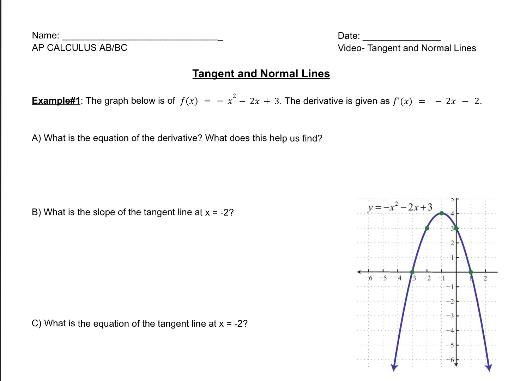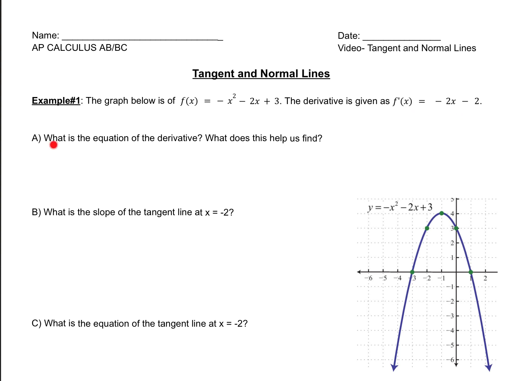Hi everyone. In today's lesson, we're going to talk about how to create tangent and normal lines. So let's just start with a basic example. The graph below is of this quadratic function. The derivative equation is given as f prime of x equals negative 2x minus 2.